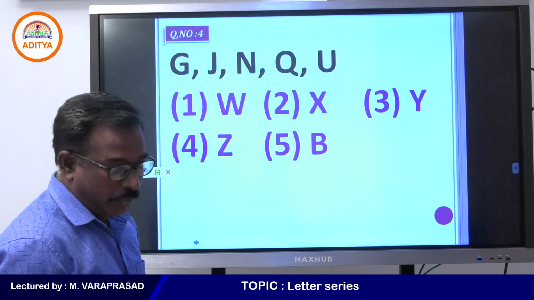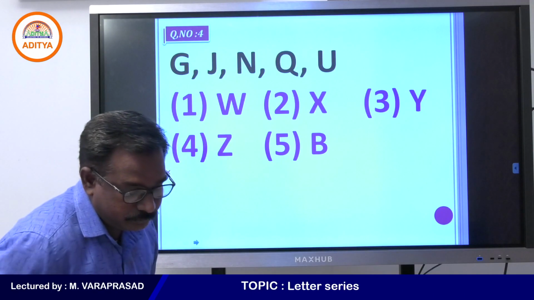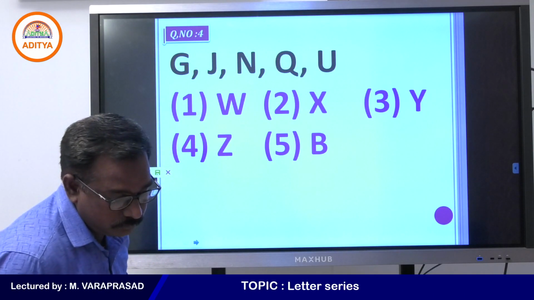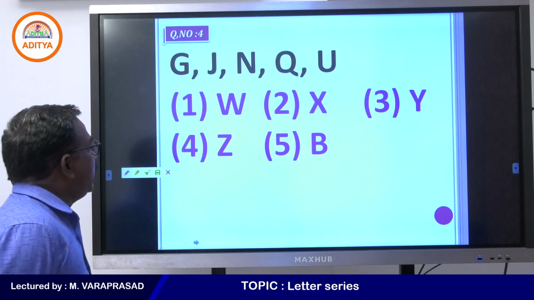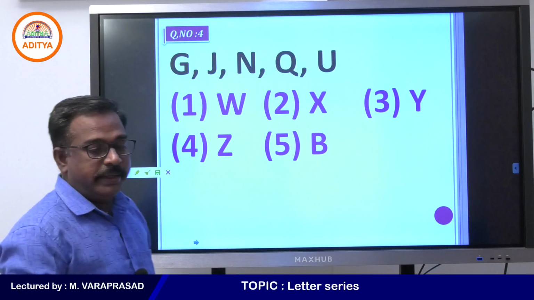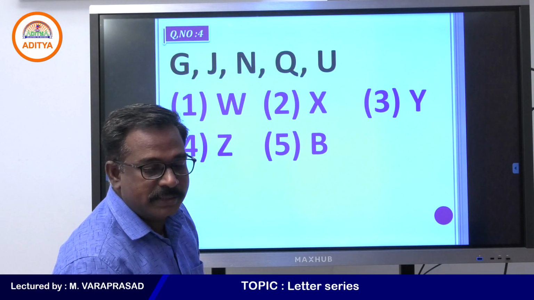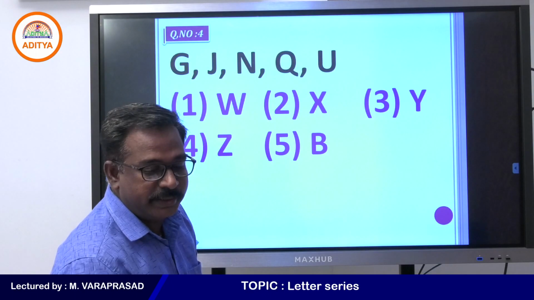G, J, N, Q, U. Slowly we will go into the deep sums, right? What is the next answer here? What is the option here?